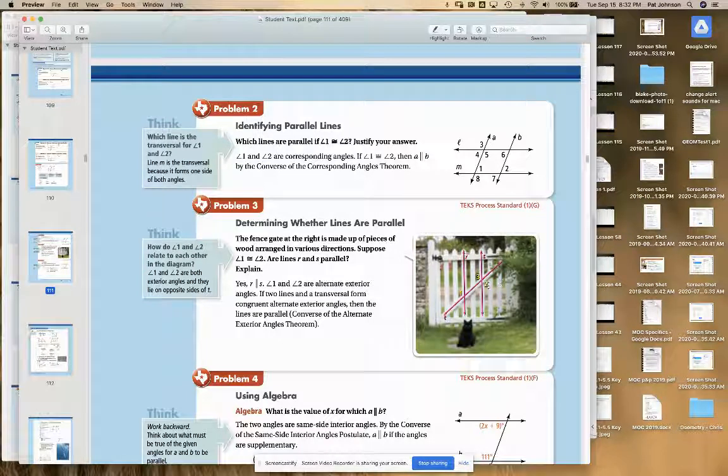And what do we know about alternate exterior angles? They're congruent. So we're told that they're congruent, they're alternate exterior angles. So by the converse of the alternate exterior angles theorem, we can say yes, lines R and S are parallel. So remember, the converse of the alternate exterior angles theorem says if two lines are cut by a transversal and form alternate exterior angles that are congruent, then the lines are parallel.